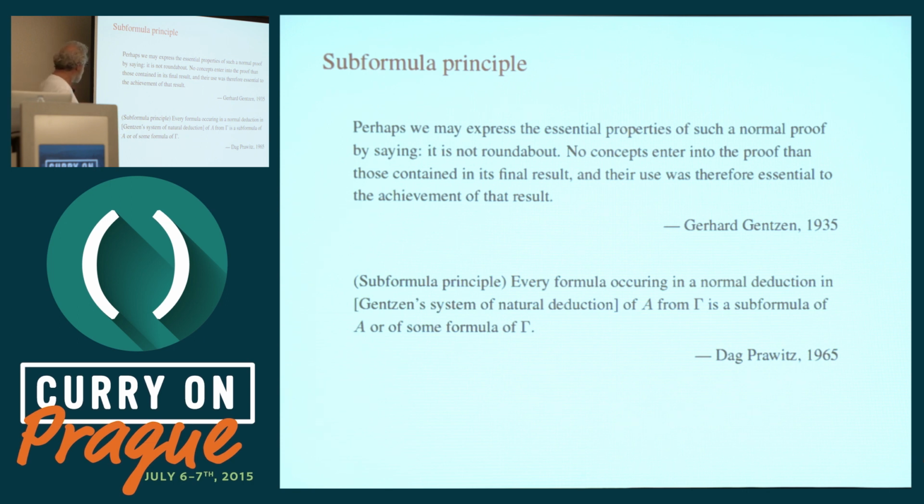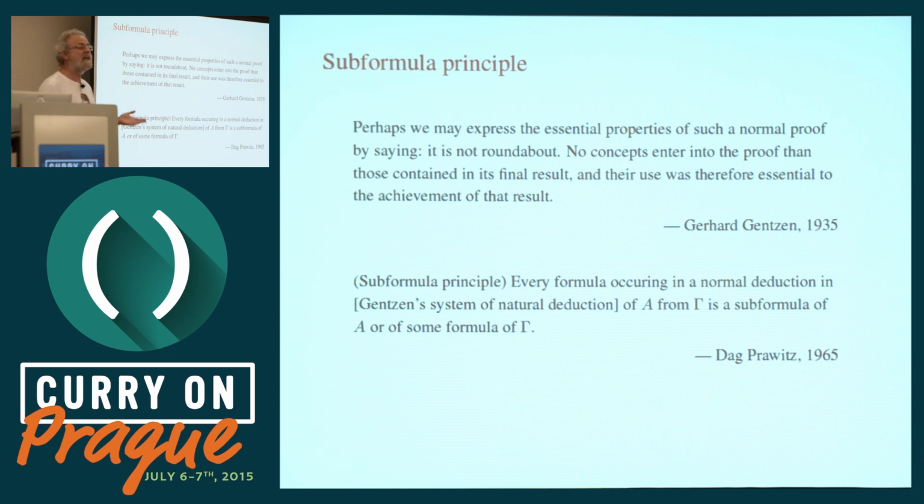Prawitz did a lot of reformulation of this, and he called it the subformula principle. Every formula occurring in a normal form deduction, that's after we've done the simplification we talked about, in Gentzen's system of natural deduction of A from gamma. So A is our final conclusion. Gamma is a list of formulas, which are all hypotheses. So from some hypotheses, you prove a result. Then you know that every formula in the proof is a subformula of either the conclusion A or one of your hypotheses gamma. So we don't need anything else.